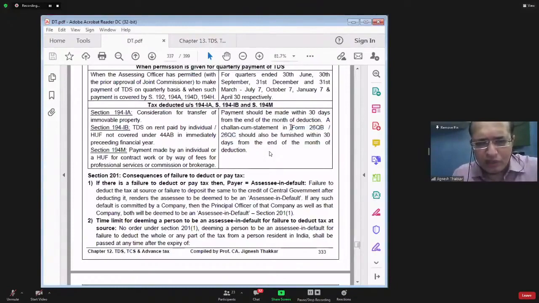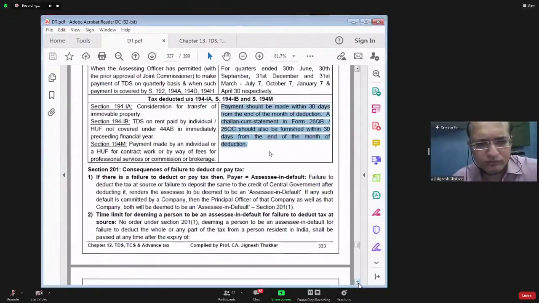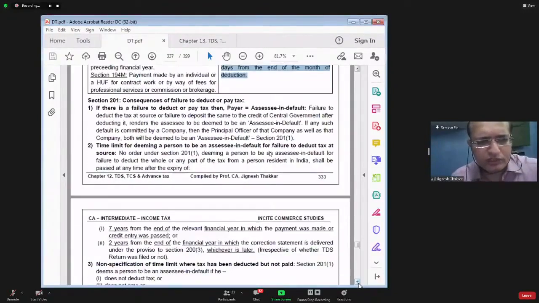And this form, 26QB and 26QC, is required to be filled up within what time? 30 days from the end of the month of deduction. In other cases, it was 7th of next month. So this is 30th of next month. Is that very clear? Yes.